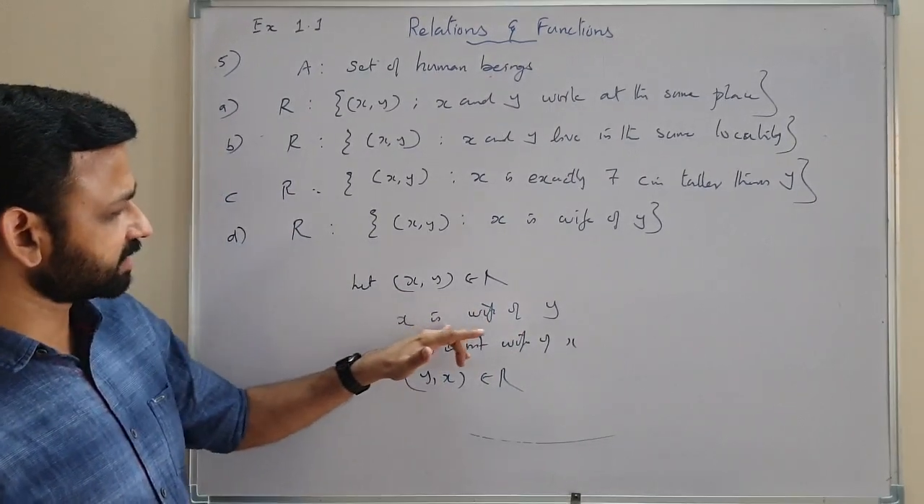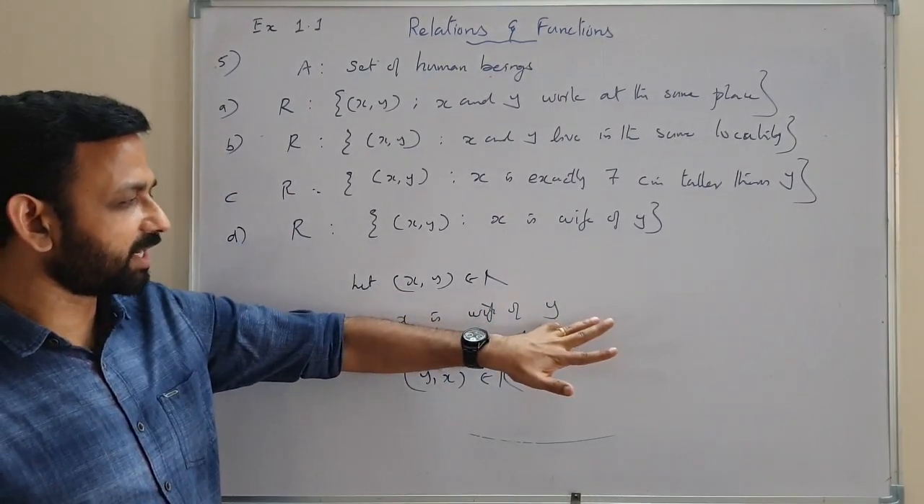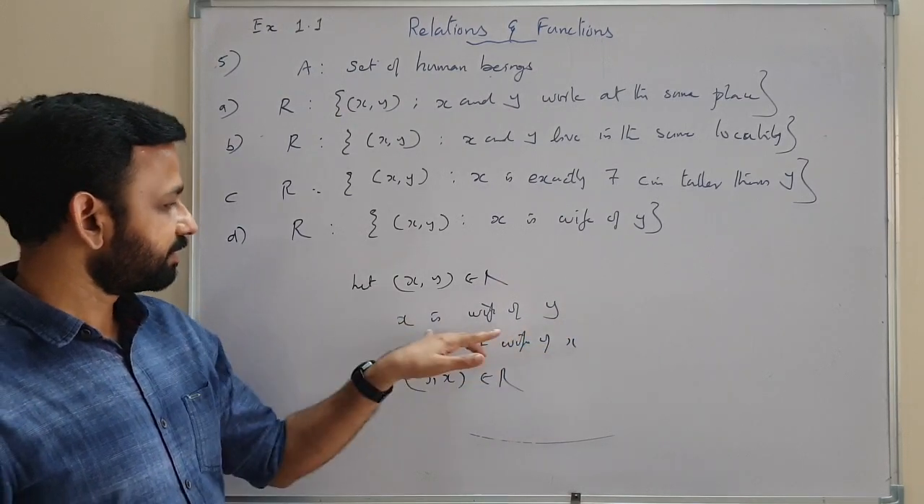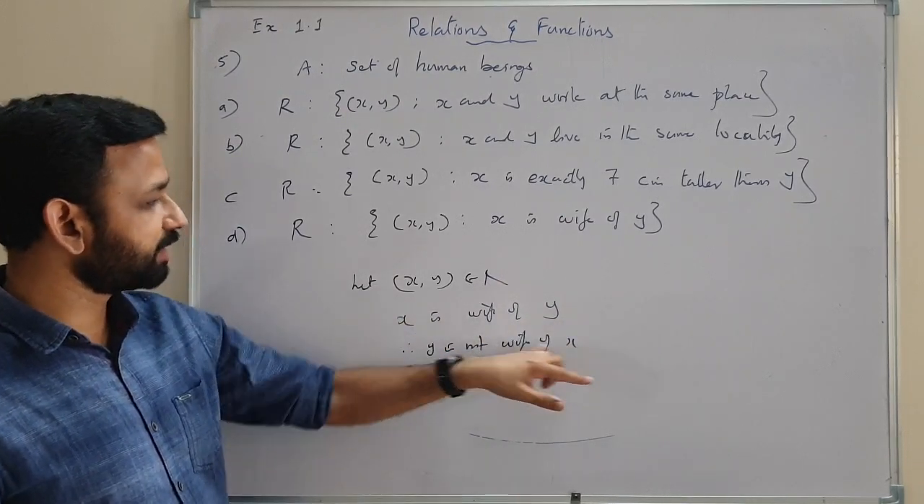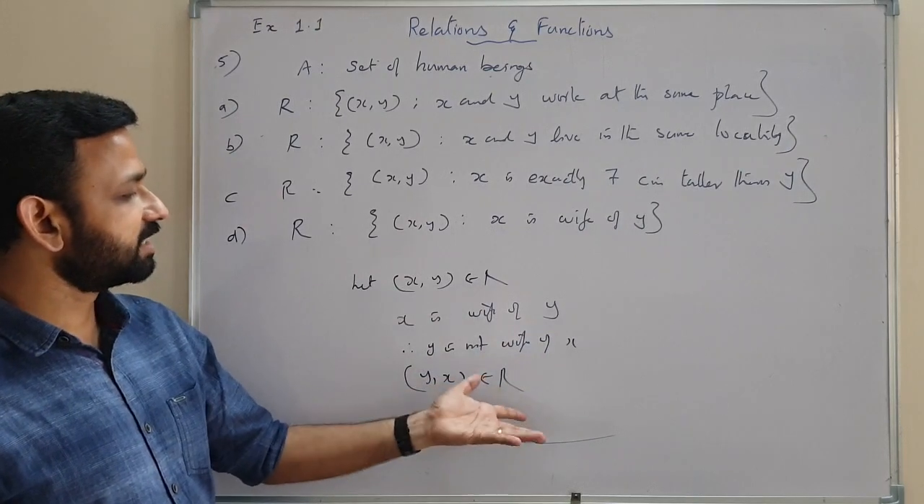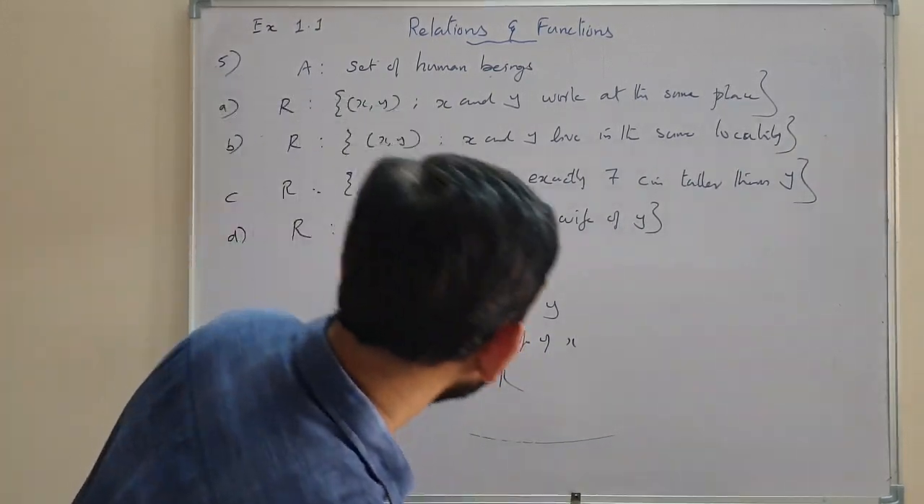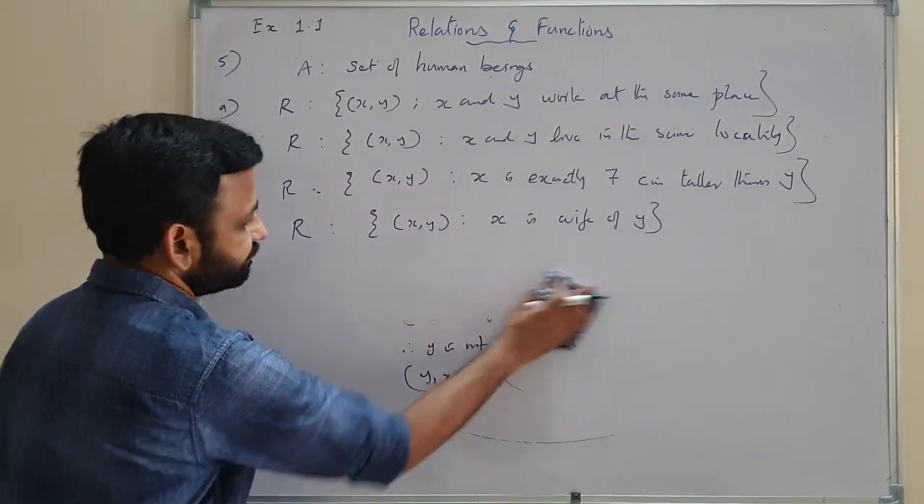Reason, x is wife of y. That means y is a male. A male cannot be wife of x. Y is actually husband of x. Therefore yx does not belongs to R. Therefore it is not symmetric. Then transitive property.